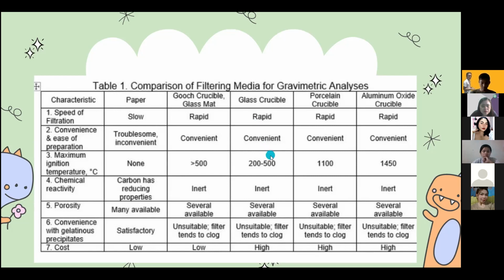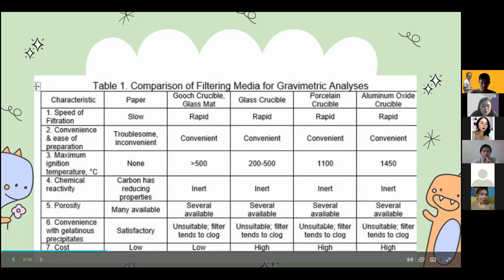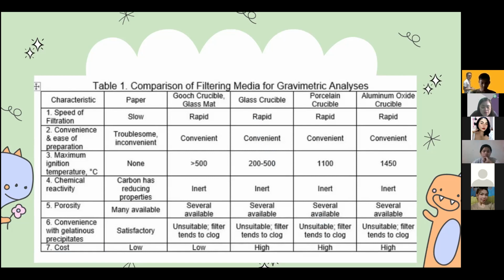Next, the porcelain crucible and the aluminum oxide crucible. They look similar but have different ignition temperatures. They both contain constant mass within the limits of experimental error and are used principally to convert precipitate into a suitable weighing form. The solid is first collected on a filter paper. The filter and contents are then transferred to a weighing crucible and the paper is ignited.